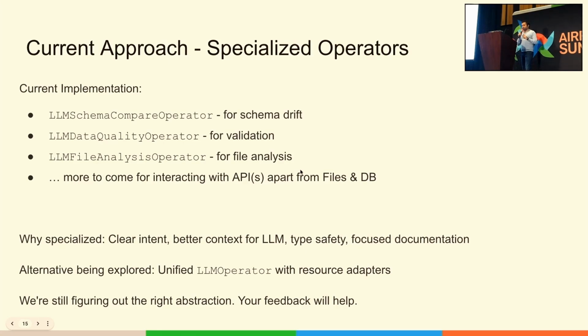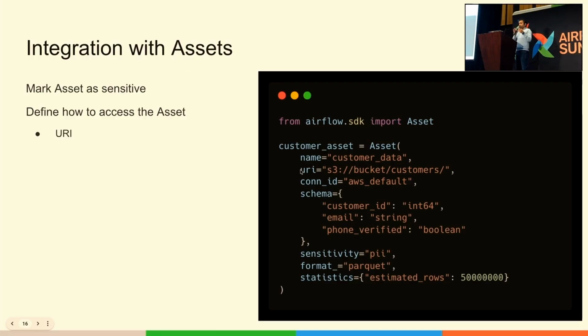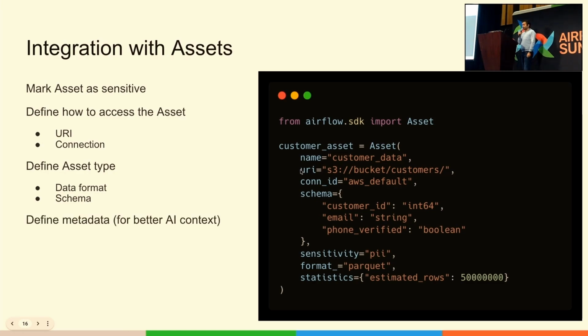So I mentioned something about assets, right? What if assets could be powerful? This is what we think: maybe you can pass schema to assets, like phone numbers, you can mark the asset as sensitive. You can define how to access this asset. Okay, this is an asset. You can access it using a URI, so you know where to access it. Now, how? Using a connection. You can pass in the asset type, data format, schema. You can define metadata for better AI context. That's not currently in the demo or in the example, but you can imagine providing descriptions about what the data is. It's customer data, but what does that mean?